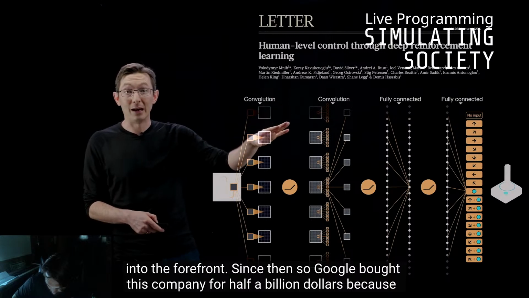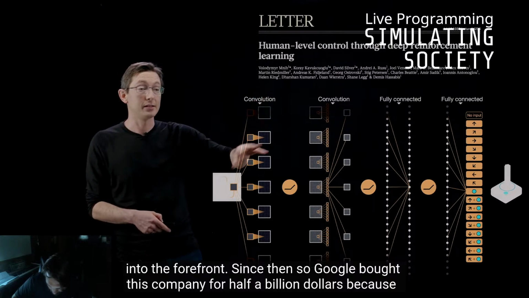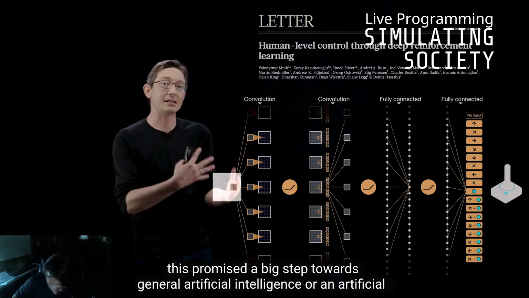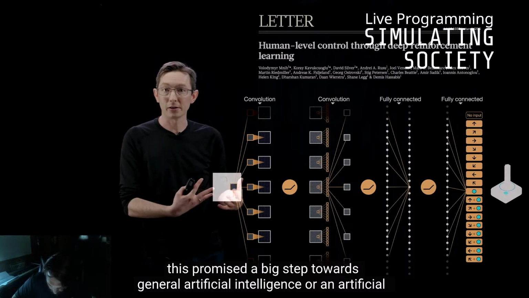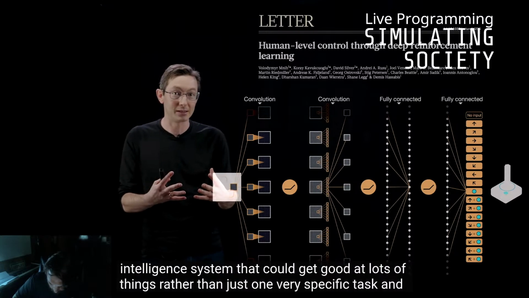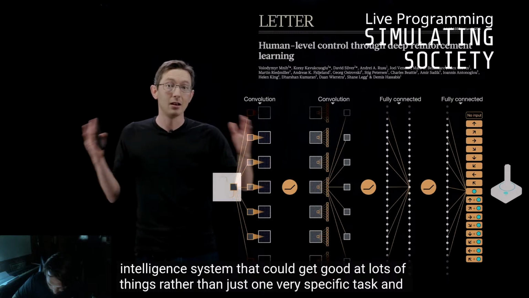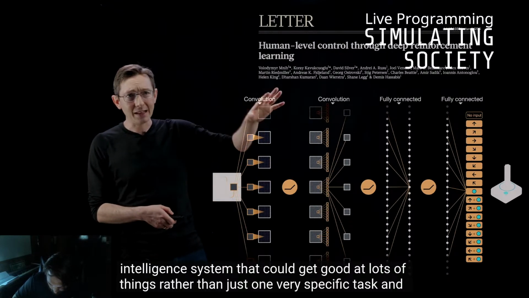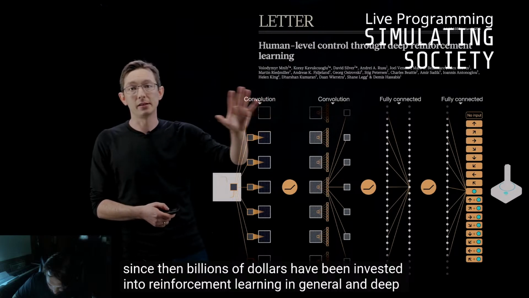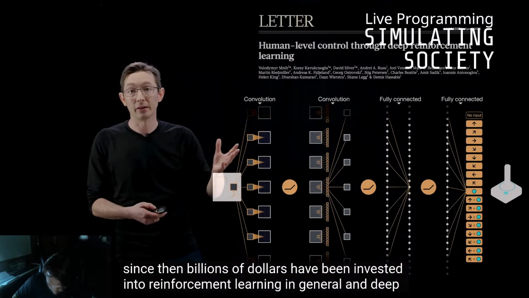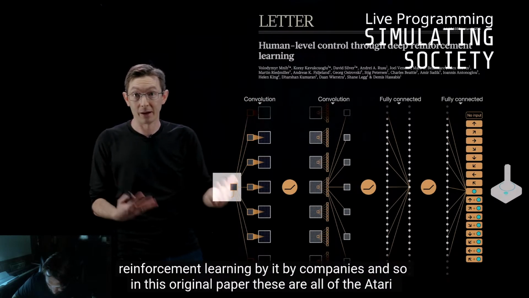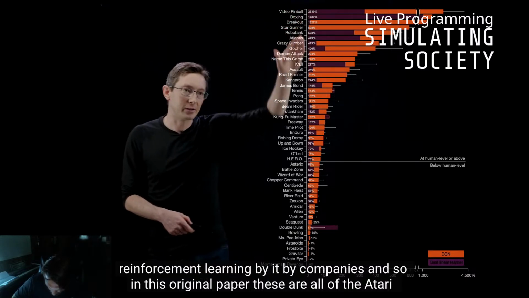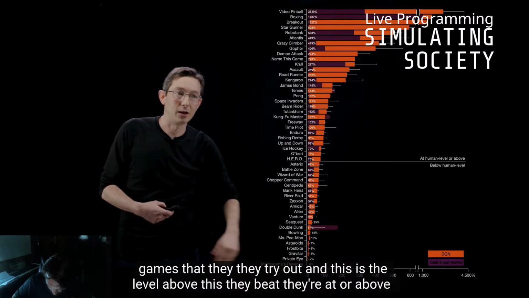Since then, Google bought this company for $500 million because this promised a big step towards general artificial intelligence, or an artificial intelligence system that could get good at lots of things rather than just one very specific task. And since then, billions of dollars have been invested into reinforcement learning in general and deep reinforcement learning by companies. And so in this original paper, these are all of the Atari games that they try out.